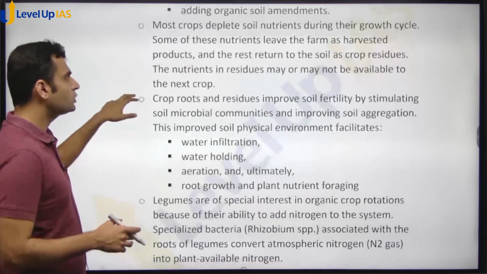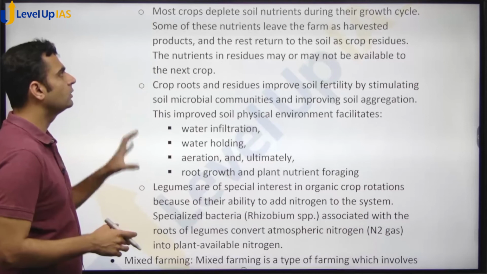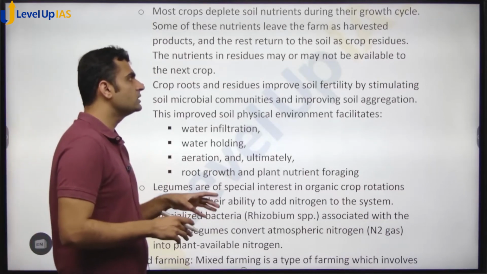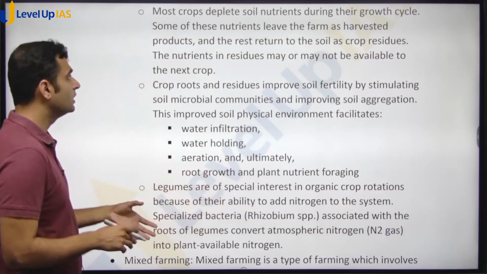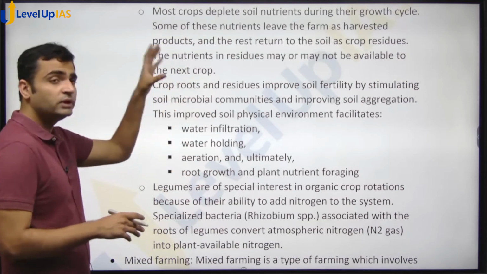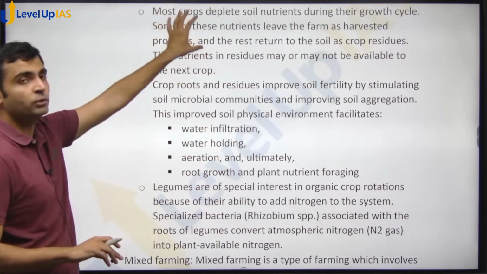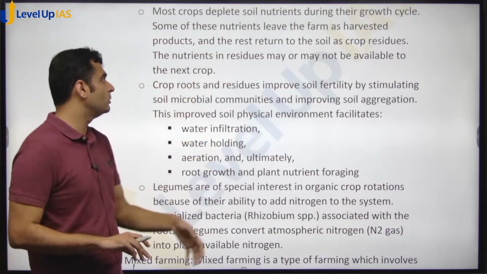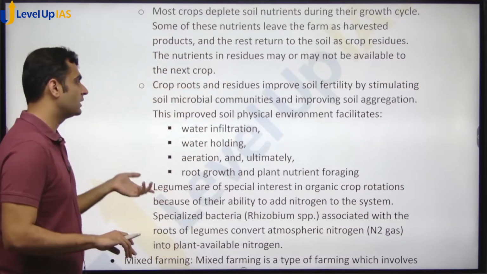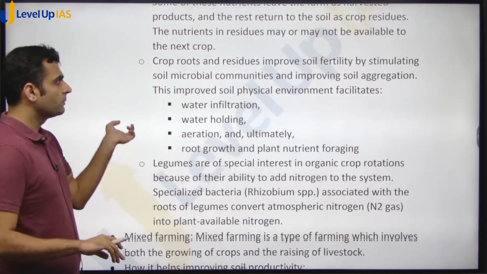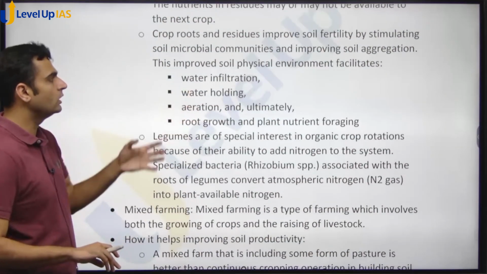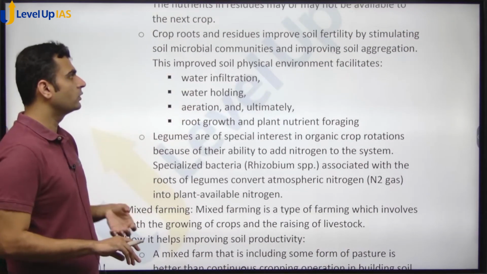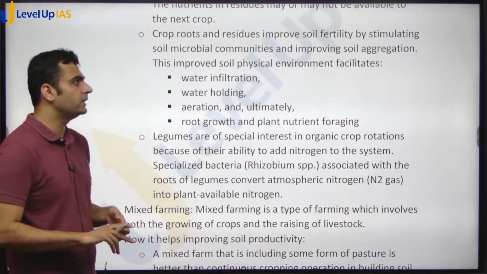Further, most crops deplete soil nutrients during their growth cycle. Some of these nutrients leave the farm as harvested products, but the rest return as crop residue. Basically, we are explaining whatever points we wrote above. These nutrients in residues may or may not be available for the next cycle crop. Crop roots and residue improve soil fertility by stimulating soil microbial communities and improving soil aggregation.